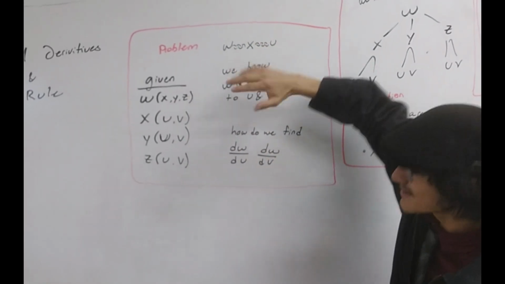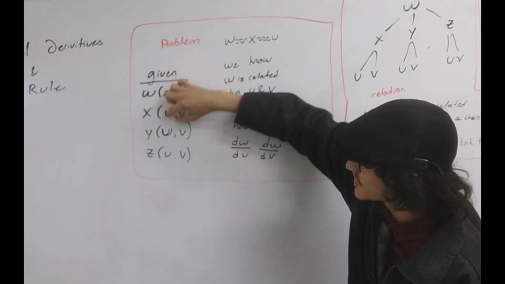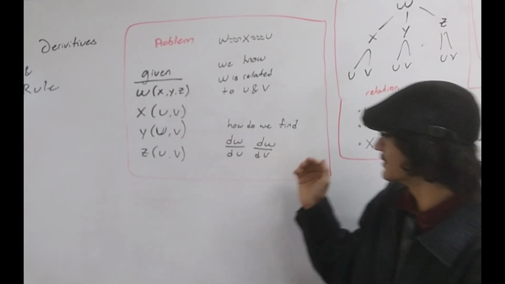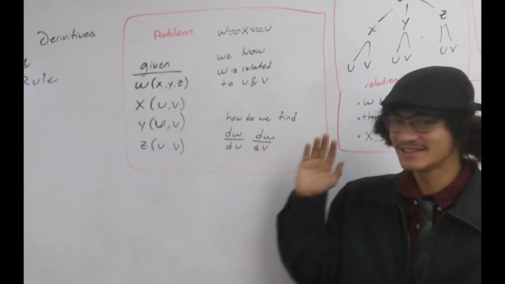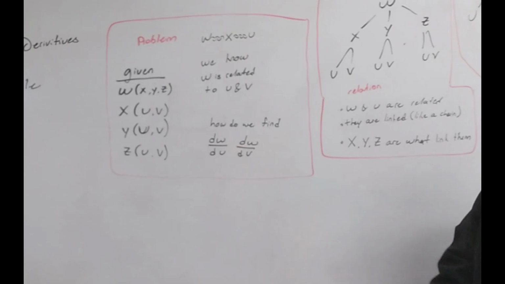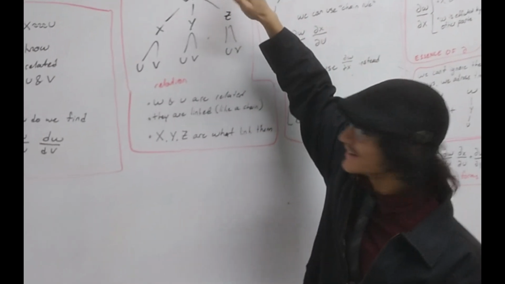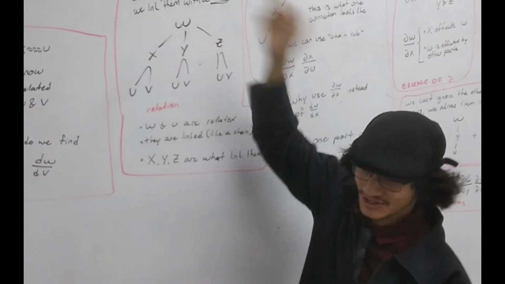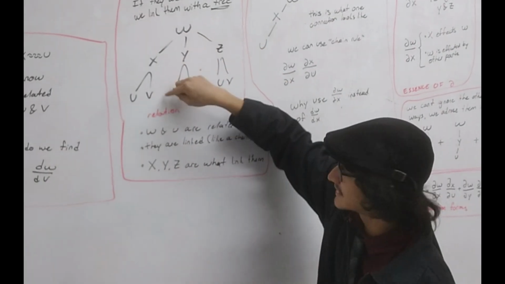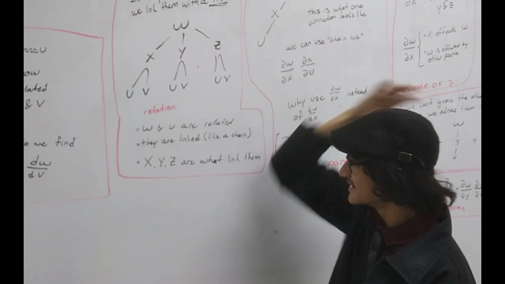And we can assume that if we change u, then we're going to change w. So w is related to u and v. How do we find dw/du and dw/dv? If they're related, then we could link them like a tree, right? w is related to x, y, and z, x is related to u and v, and so are the others.